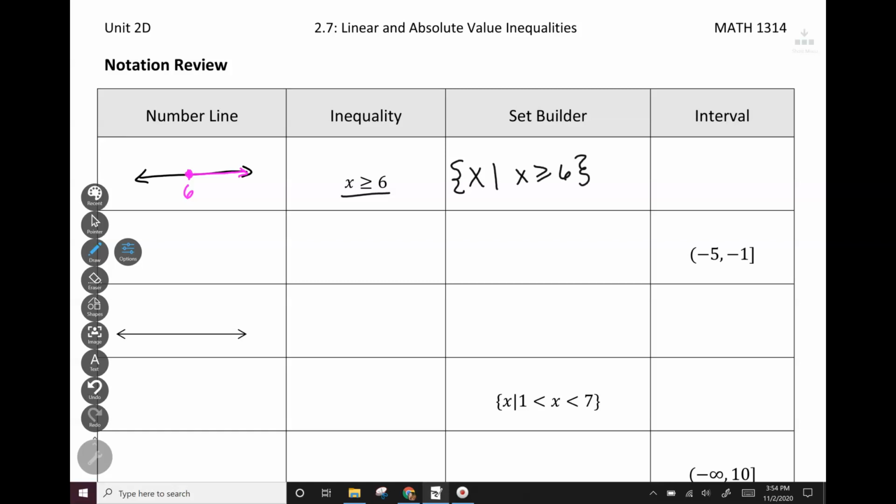So let's see what that says in words. Versus just x is greater than or equal to 6, this says the set of all x. These curly brackets are the set, and then of all x, such that, that bar means such that, x is greater than or equal to 6. All of that makes up a more proper way to write your answer. It kind of makes it a complete sentence in math language.